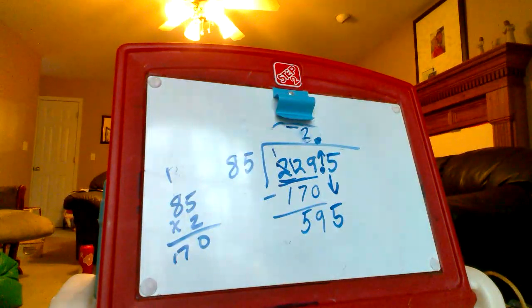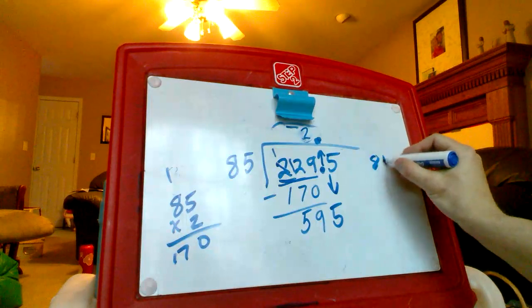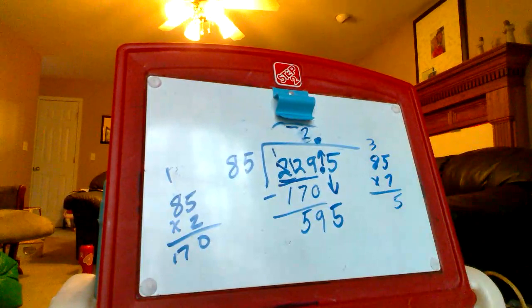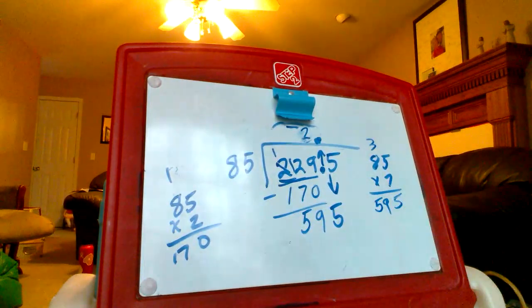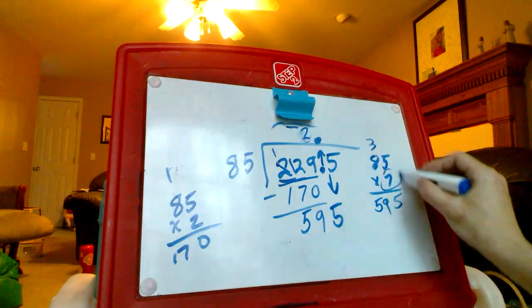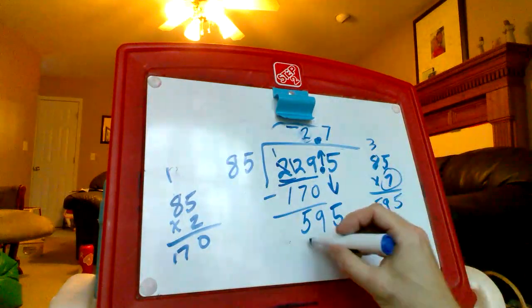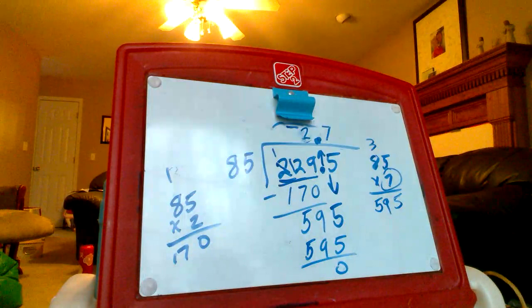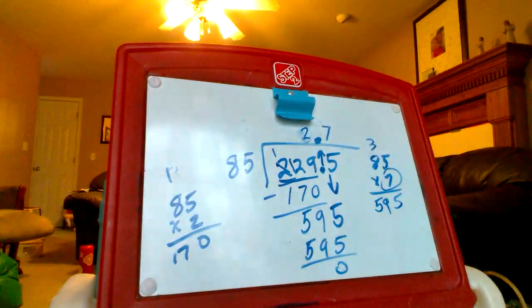It's about 7 times. So over here, I've got more room. I'm going to do 85 times 7. 7 times 5 is 35. 8 times 7 is 56, plus 3 is 59. Well, look at that. It's 595. So we're going to do it 7 times. Our 7 is going to go above the 5. 85 times 7 is 595, and we're left with 0. So our answer on this one is 2.7. And I'll try to erase all that other crud I didn't erase last time. 2.7 is our answer.